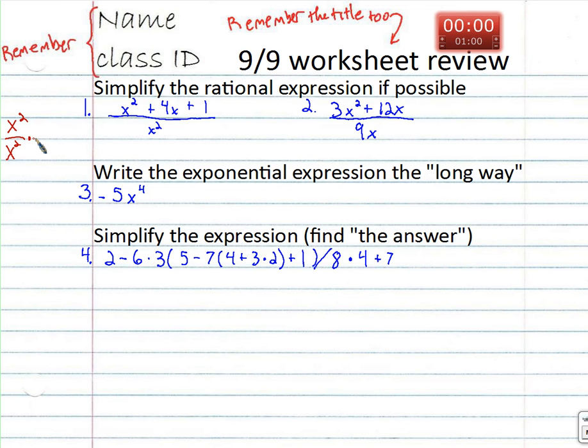Let's start with the denominator. Can I multiply this x squared by something and get x squared? Yeah. One. Looking good. All right, x squared, I know a little something about distribution. I know that I'm going to have to distribute the x squared across everything I see in this numerator. So x squared times what is x squared? 1. 1, good. X squared times what is 4x?